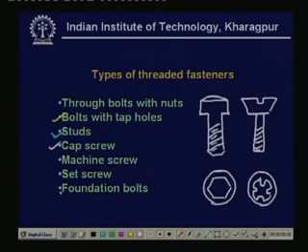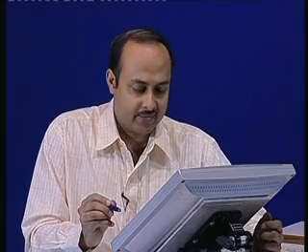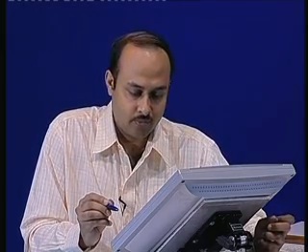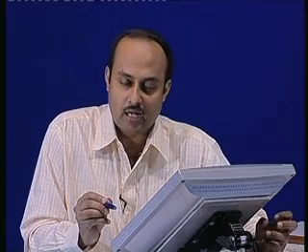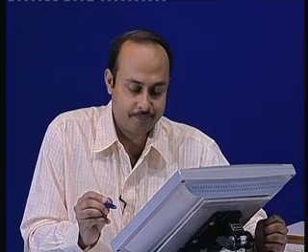Now we come to machine screws. Machine screws are very much similar to cap screws, but they have slots on the head which provide for insertion of screwdrivers. Set screws are very important screw members which are normally used to connect two rotating members. Now as we have discussed in connection with keys and couplings, two rotating parts, two shafts, are normally coupled by means of a coupling or keys.